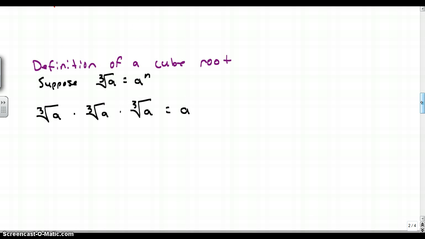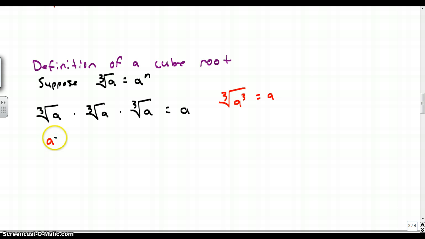It's the same process, it's just this time it's a cube root instead of a square root. We're seeing if we can extend it one step further. So again, I'm going to assume that the cube root of a is equal to a to some power, a to the n power. And by definition, the cube root of a times the cube root of a times the cube root of a is going to equal a. This is the same thing as the cube root of a cubed, which would obviously be a.